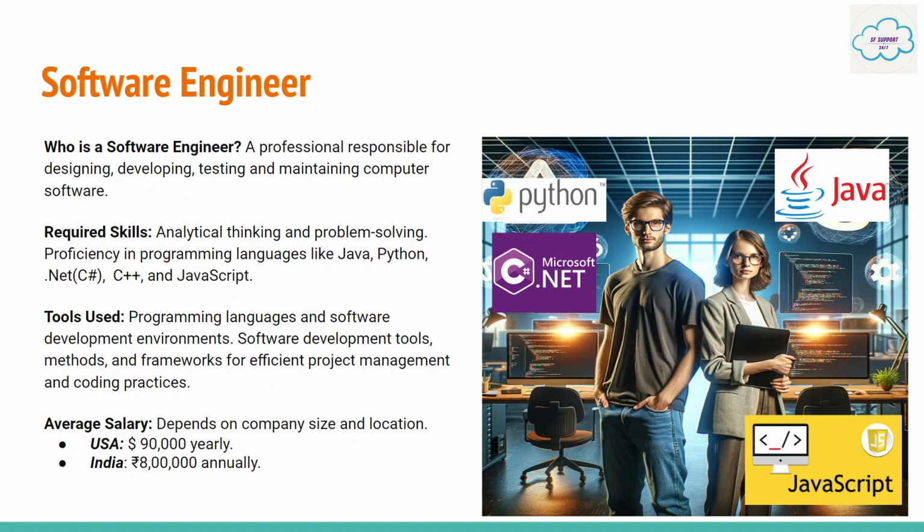The tools they use: generally they use software development tools like IDEs to write the code, and Git kind of repositories to check in the code, the source control. So these are the basic tools used by the software engineer. The average salary in the United States is around $90,000. In India, it's around 8 lakh rupees.